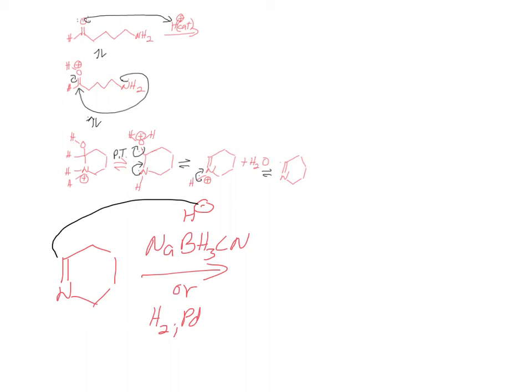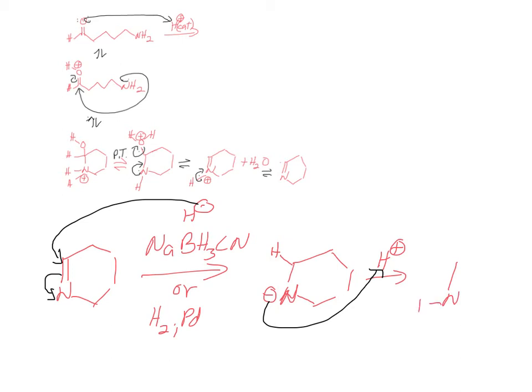If this is an H minus, it's going to attack the imine, right? We'll make a tetrahedral intermediate. And then we usually need to work up with an acid. There has to be some H plus around. They should have put that on there. And you end up with the amine.